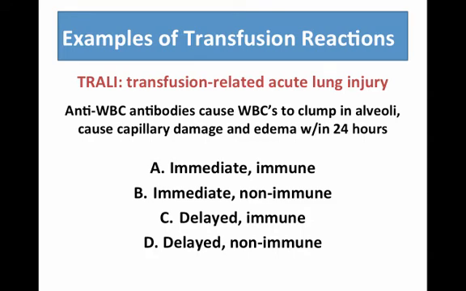Next we have TRALI, transfusion-related acute lung injury, and this is pretty serious and can be very fatal at times. In this case, they're not really sure what the cause is, but they believe that the patient or the recipient has anti-white blood cell antibodies, and when they receive the white blood cells from the donor, it causes them to clump in the alveoli or little air pockets of the lungs, and this clumping can result in capillary damage and edema, which is swelling, within 24 hours after transfusion.